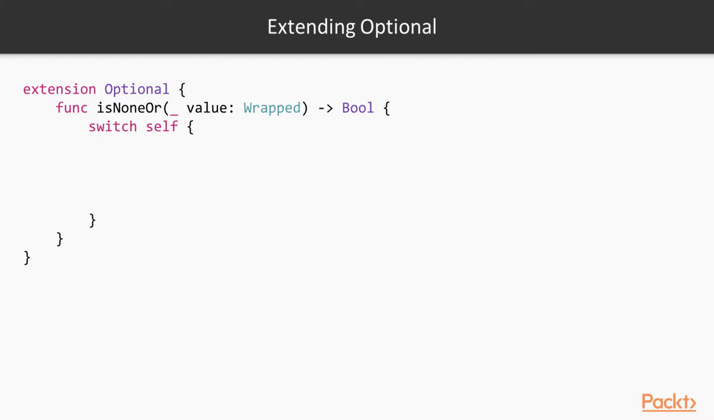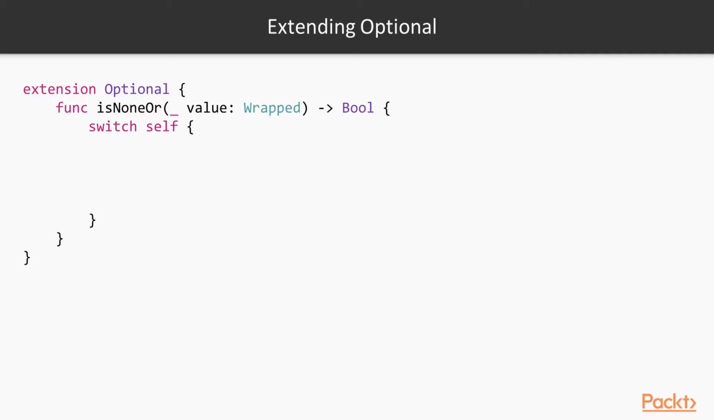Of course we can. We can extend optional. Let's add the following method. It's called isNone or value. It's a generic method using the optional's placeholder wrapped. It should return true if the optional is none, nil, or if the optional has some value equal to the value argument to the method.